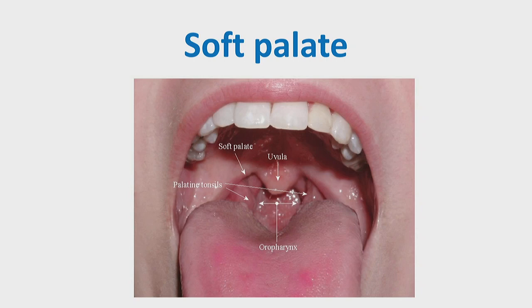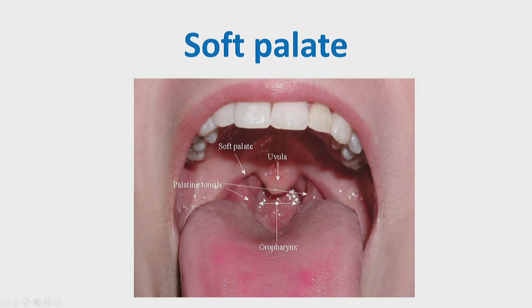Next one is the soft palate. Yes, the soft palate is also a clinically very important region for examination of the oral cavity by the doctor. As a matter of fact, the soft palate is the dorsal continuation of the hard palate. In the center of the soft palate you can see a tear-shaped structure called the uvula, hanging exactly in the center.